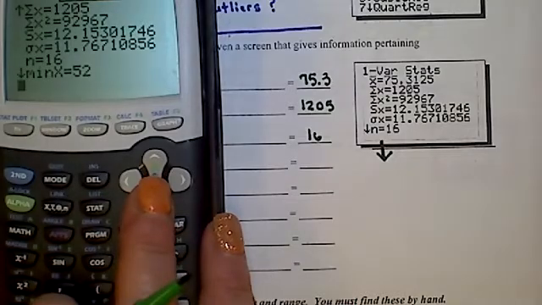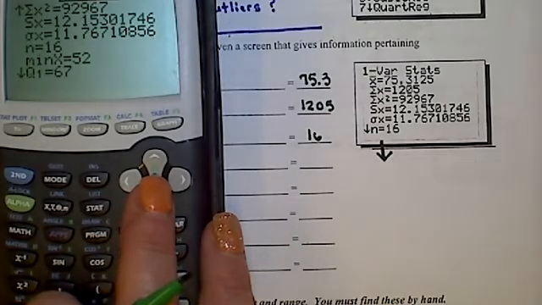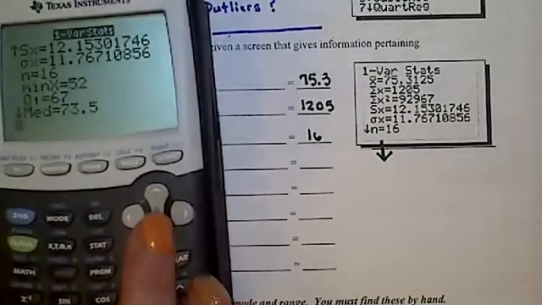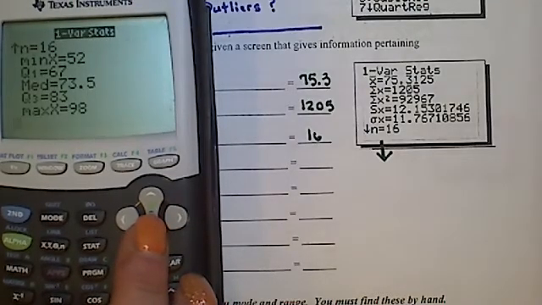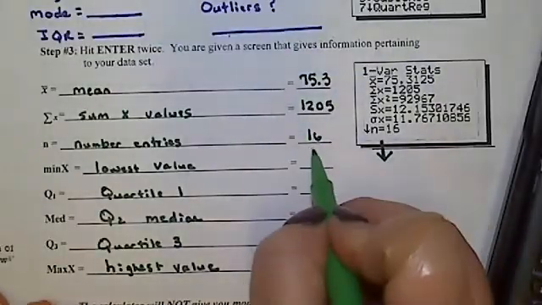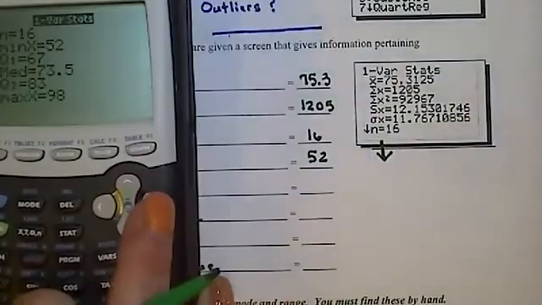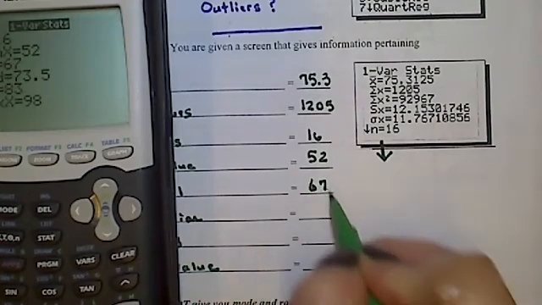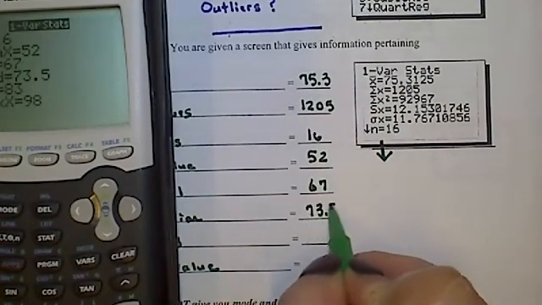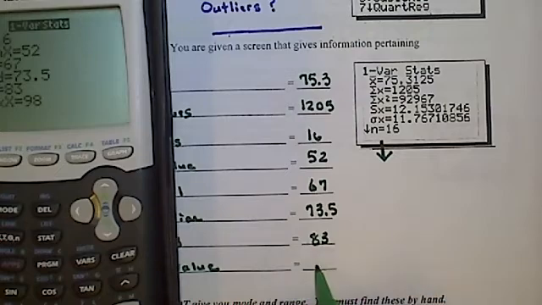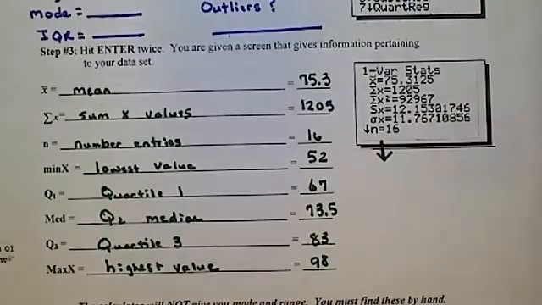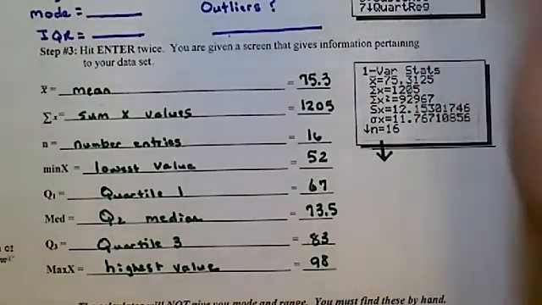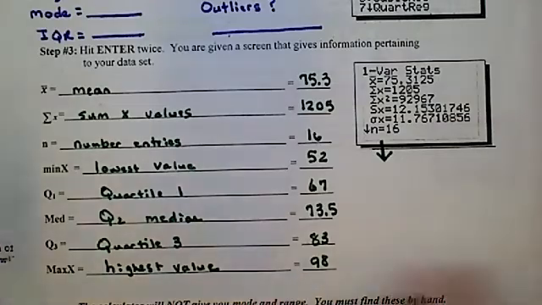So now we're getting to our minimum. We've got our minimum and our Q1 and our median and our Q3 and our max. So remember, that's that 5-number summary. So now I have a 52, 67, 73.5, 83, and 98. Okay. Now what we're going to do is we're going to remind ourselves a few things here at the top.